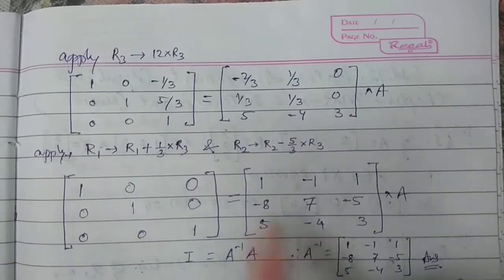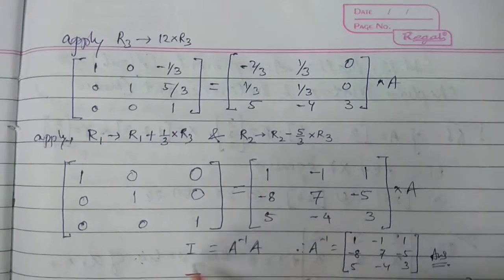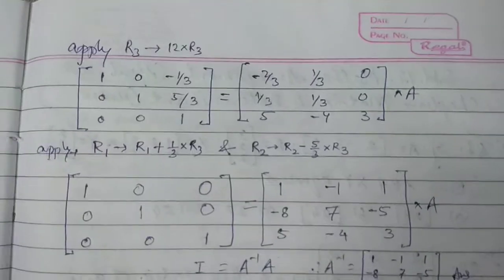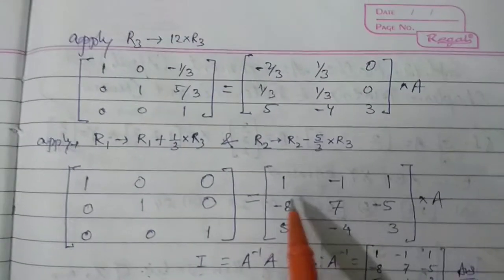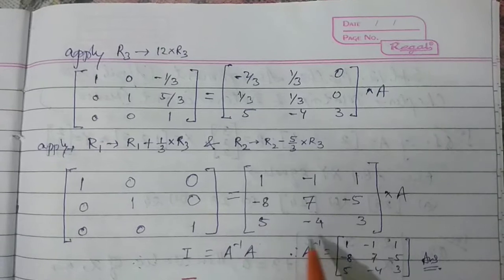Okay, so I we have got. Now this is B, this is A. Now B is the inverse, so this is the inverse. So A in the I becomes A inverse A. So this is the inverse. 1 minus 1, 1 minus 8, 7 minus 5, 5 minus 4, 3.